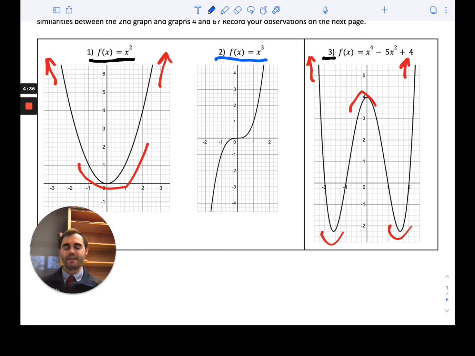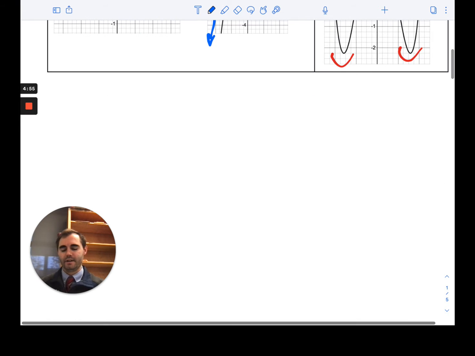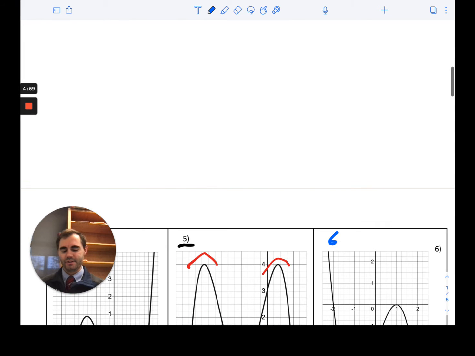Okay, hopefully you've had a moment to look at those and see if you can find any similarities. Notice that with our x to the 3rd power graph, or x cubed graph, one end is going up and going on forever, and the other end is going down and going on forever in that direction. And if we look at graphs number 4 and 6, we have a similar situation going on.